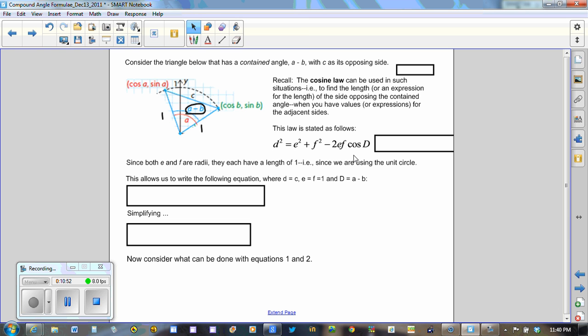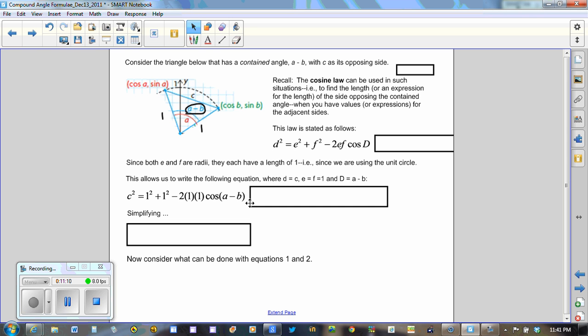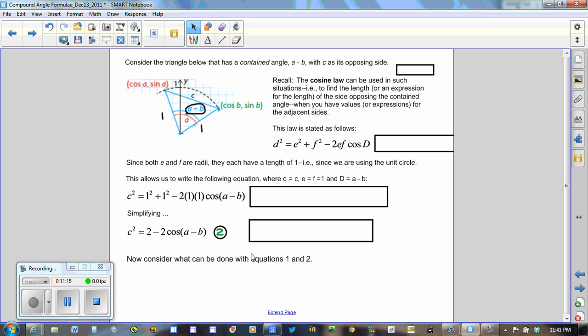So with that in mind, we can replace both E and F by 1's. Angle D will be the contained angle, A minus B, and D, the distance between these 2 points, will be length C. So we end up with the following. Simplifying even further, we come up with equation 2.